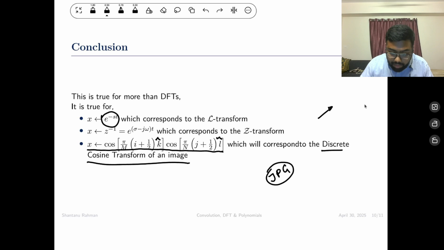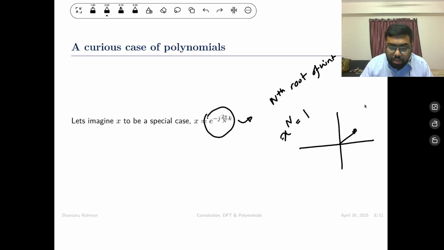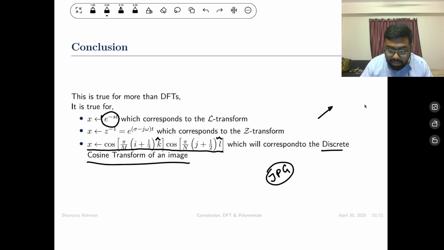So, in conclusion, convolution is something that we should be very much aware of, and the idea of convolution extends to many places in signal processing.